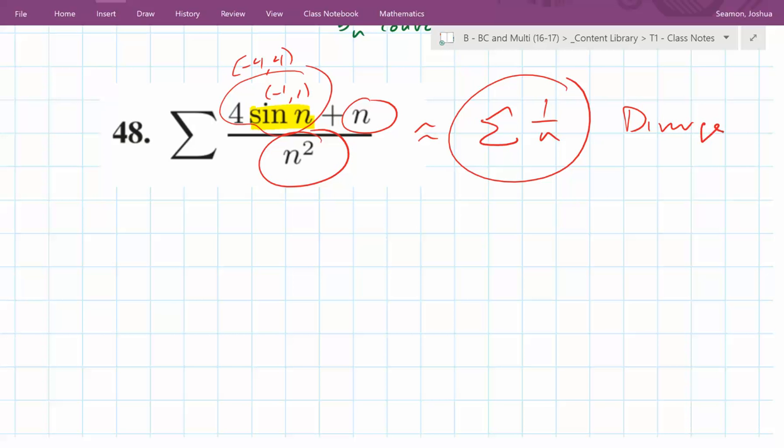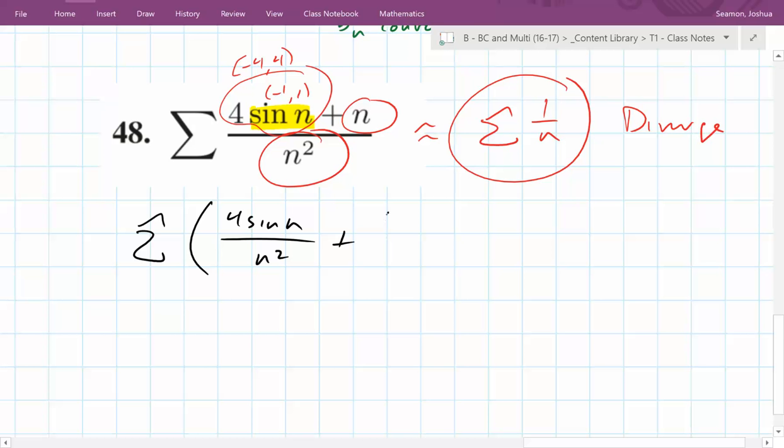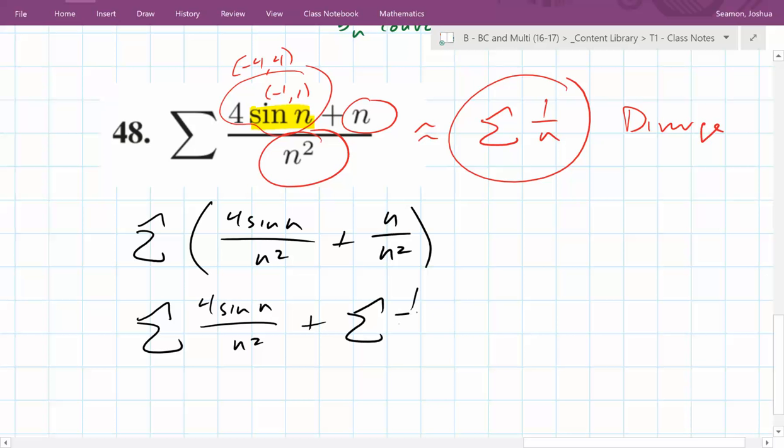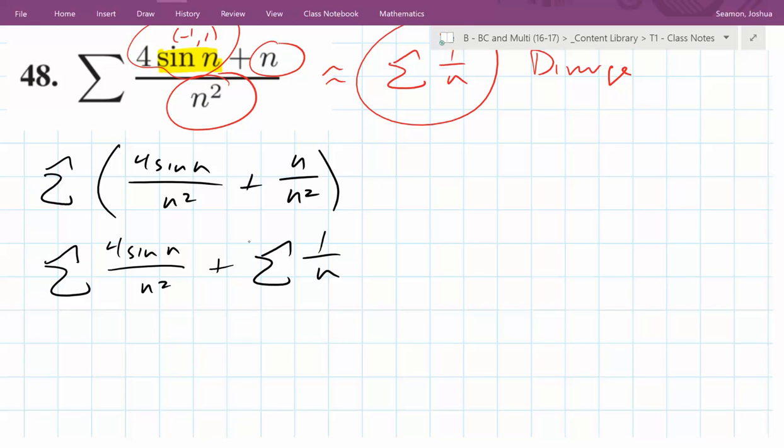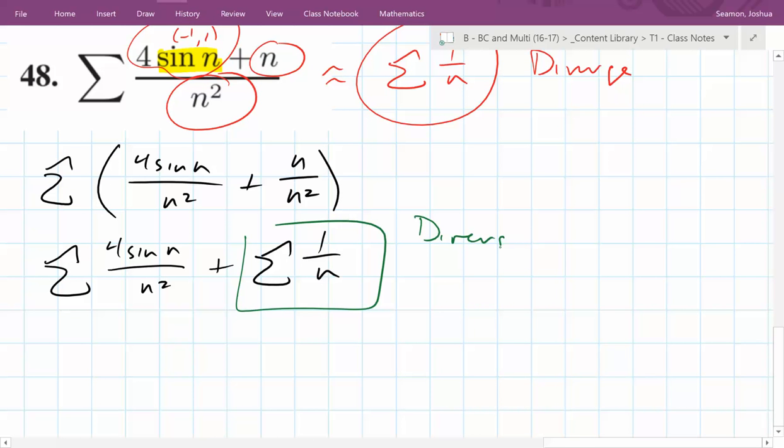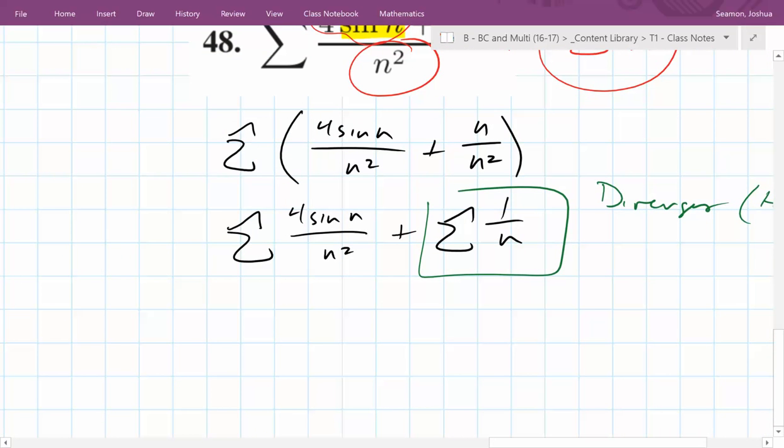Don't forget basic algebra. Can you break this apart into 2 fractions for me? 4 sine n over n squared plus n over n squared. Can you break this into 2 sums? Yep. 4 sine n over n squared plus the sum of what? 1 over n. What does this do? That diverges. We know that for a fact because what is it? It's the harmonic. Yay, it is the harmonic. It definitely diverges. We're not done yet, though, because we need to really verify the other one doesn't somehow bring that divergence back to convergence.